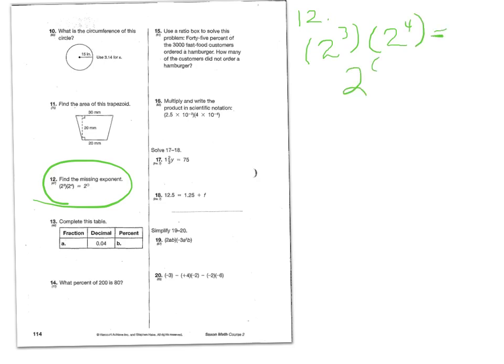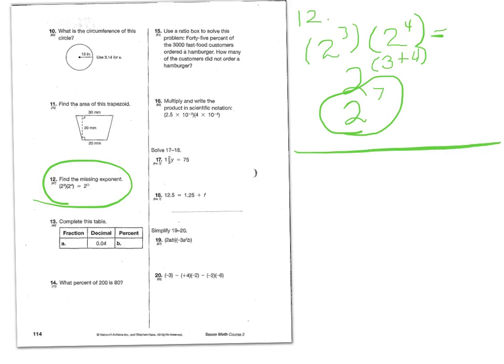Okay, the next one we're going to look at is number 12. Number 12 is fairly easy. It says find the missing exponents. If you remember our work with exponents, if we multiply exponents, we simply add them. In this case, we have 2 to the 3rd power times 2 to the 4th power. The bases are the same, so we have 2 to the 3 plus 4 power, which is 2 to the 7th. Done. That's number 12.